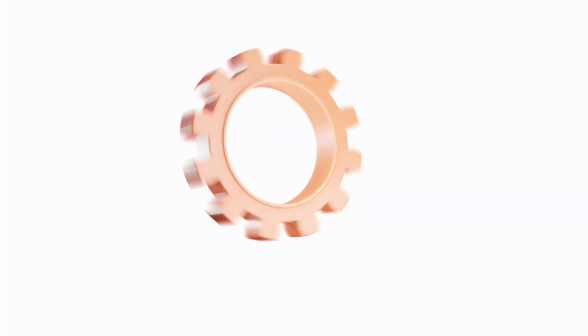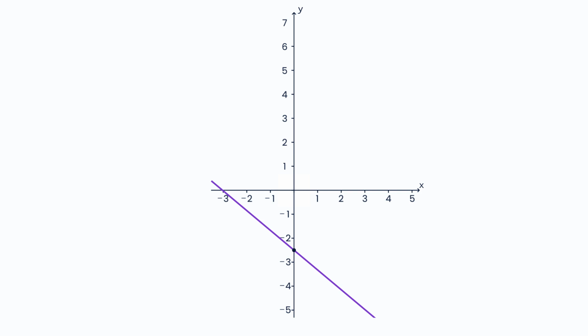Let's look at another graph of a linear function. The graph of this linear function intersects the y-axis at point B. Again, the x-coordinate is equal to 0. But on this graph, the y-coordinate here is equal to minus 2.5. That means that the y-intercept, b, is equal to minus 2.5.